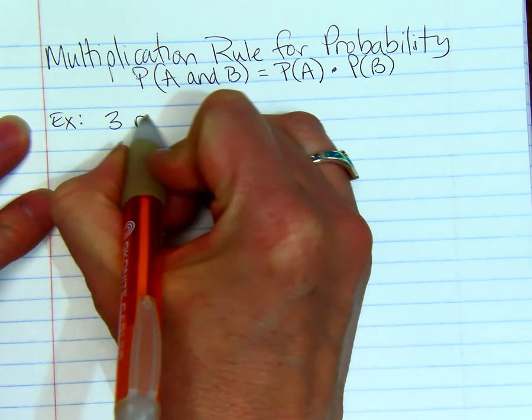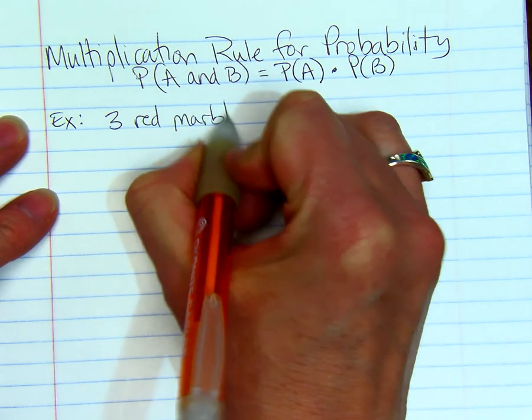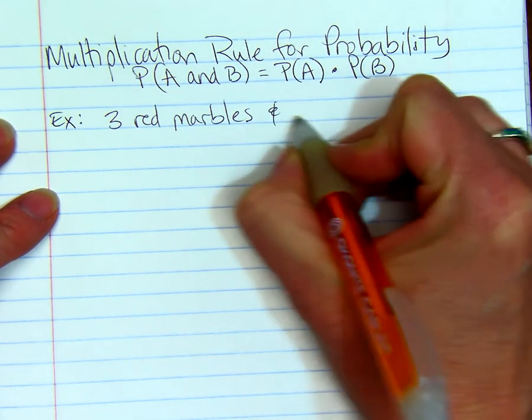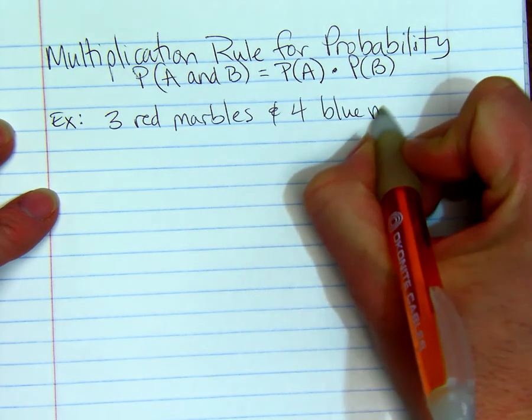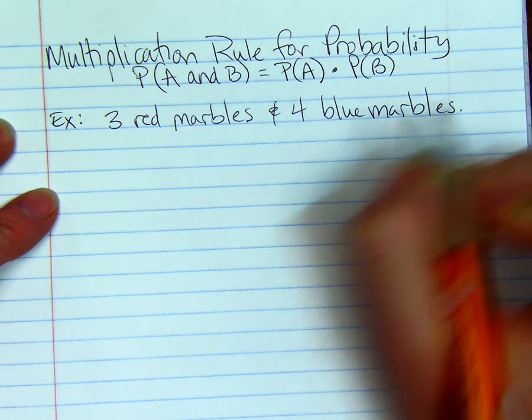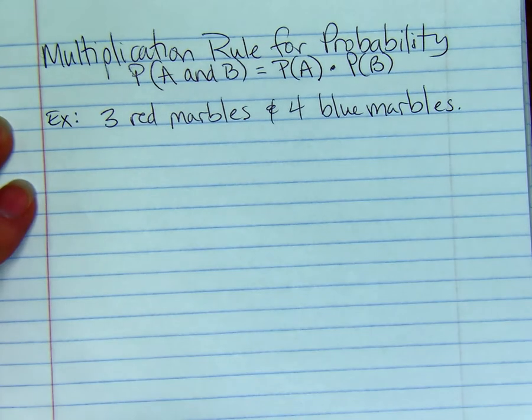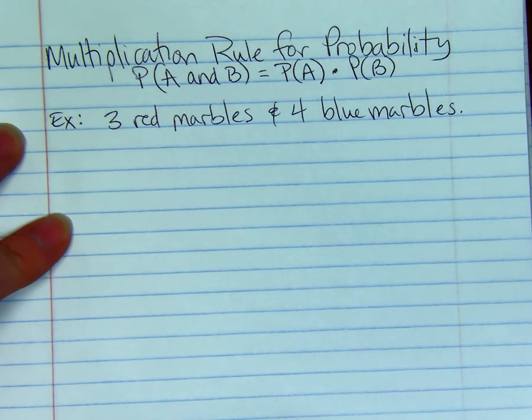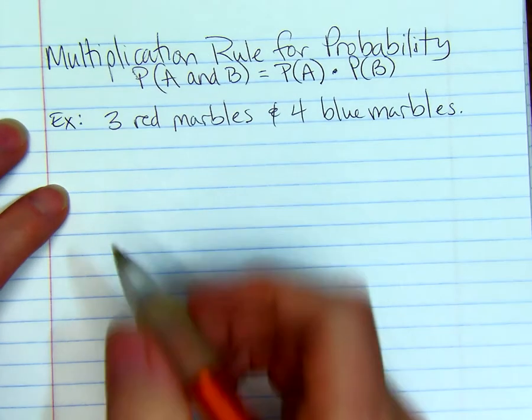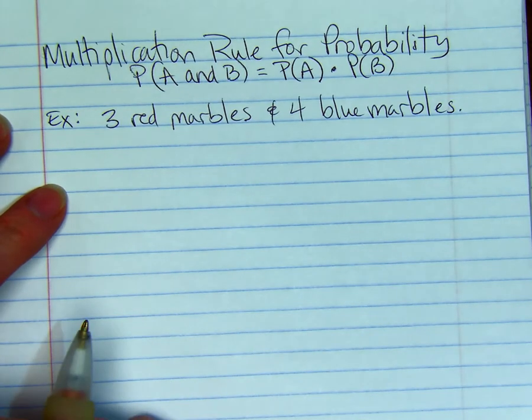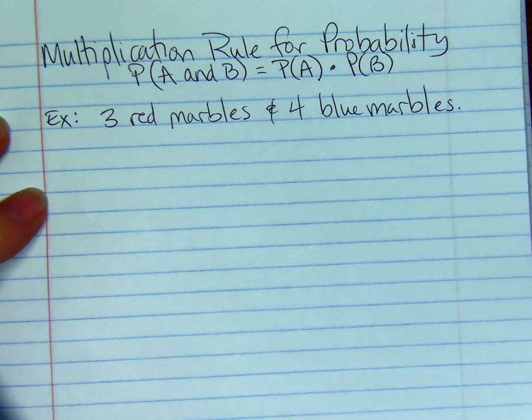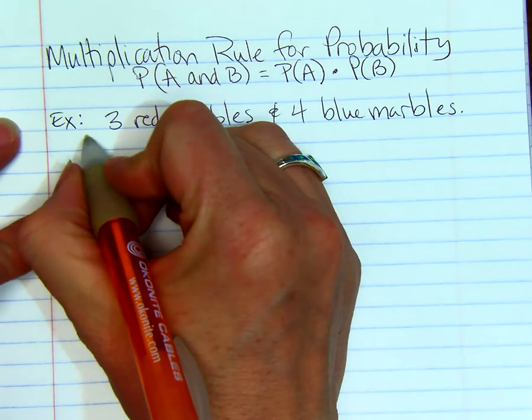You have 3 red marbles and 4 blue marbles. They're going to be in a bag, and then we're going to be selecting them out. So what's the probability of selecting a red, putting it back in the bag, and then picking blue?